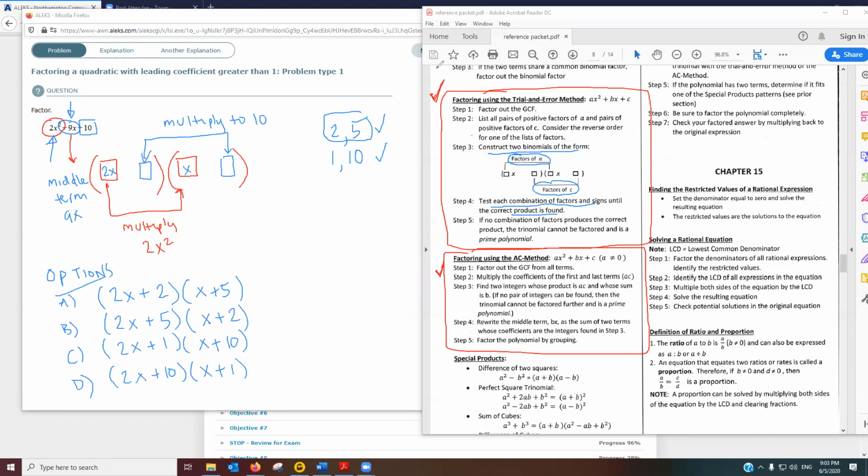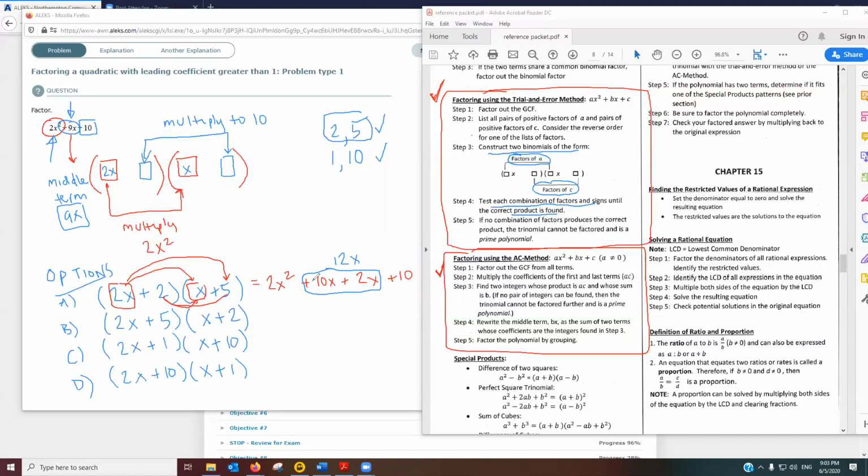Now, to do this check, I know that 2x times x gets me to 2x squared. And then I'm going to do 2x times 5. Well, that's 10x. And then I'm going to come back this 2x. 2 times x is 2x. And then the 2 times 5 is 10. Well, it looks like this combination didn't work, because in the middle here, I'm getting 12x. But that's no good. Remember, we need 9x in the middle. All right, let me check the next one.